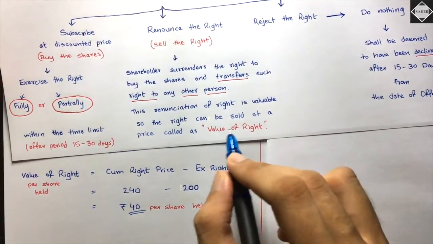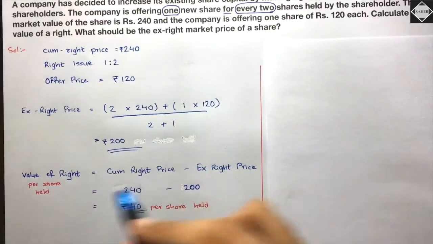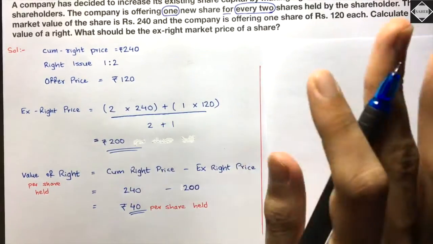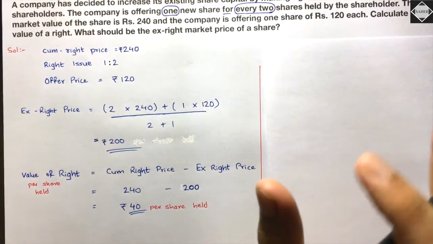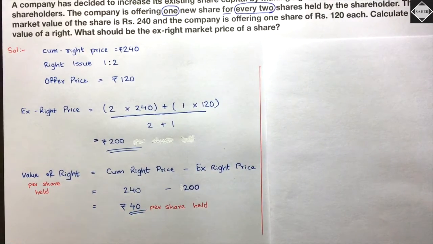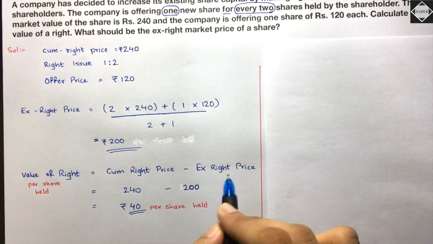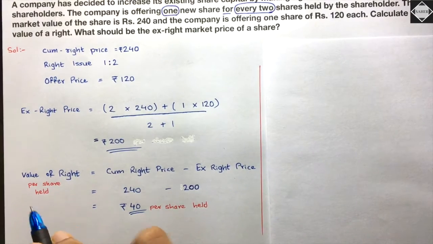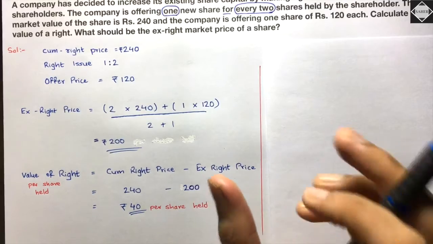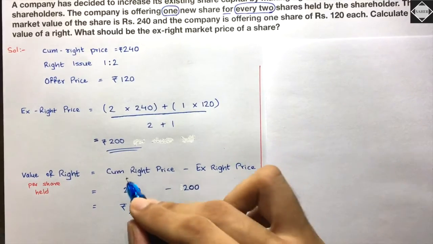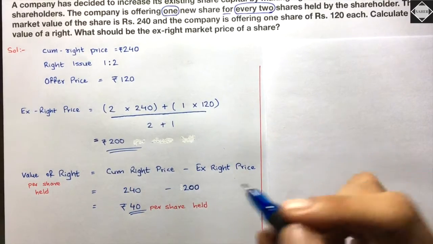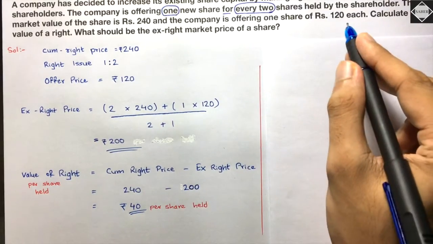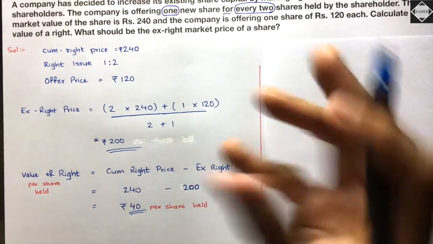Now when we do this calculation, value of right, according to this formula, we do not get the entire value of right. No. We get the value of right per share held, because this formula, cum-right price minus ex-right price, is the value of right per share held formula. There is a different formula for the entire value of right. For the entire value of right, you have to do cum-right price minus issue price, 240 minus 120. Then you will get the entire value of right.